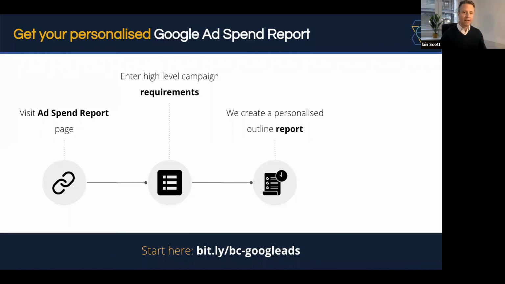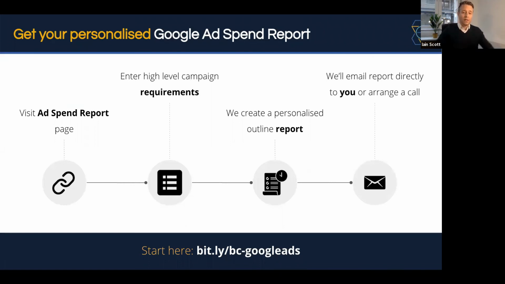So if you're running a campaign already, this will help you figure out if Google Ads should be working better. If you're not running a campaign, it'll tell you in black and white what to expect and immediately tell you if PPC will give you a great ROI or not. Then we'll email this report directly to you. We can also arrange a call and go through it together and answer any questions. So while Google Ads will cost you some money, this personalized report is free, genuinely valuable, because no one likes to overspend on their marketing.